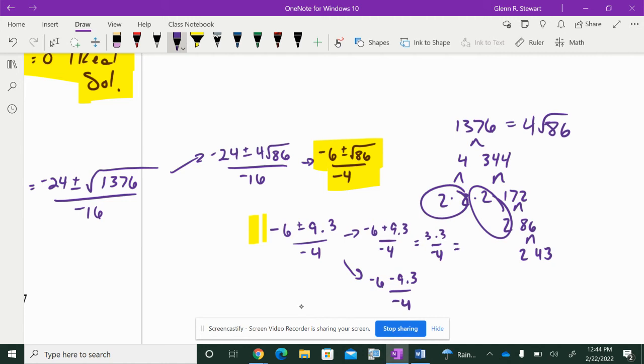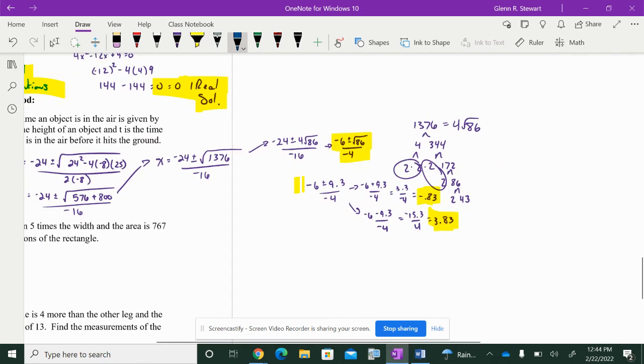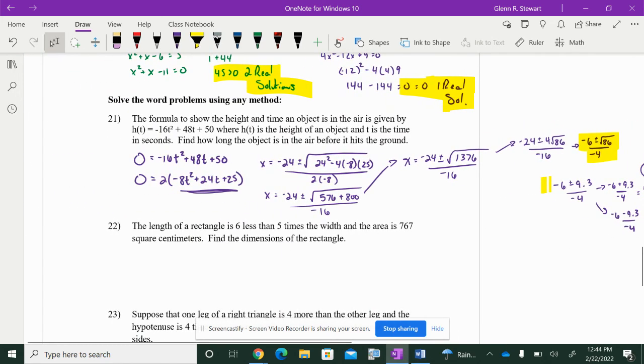Which is negative 0.83 approximately. And then this is negative 15.3 over 4 over negative 4, which is 3.83 again. So, I mean, it doesn't matter which one, the fact that they get the correct answer, I guess, right? All right.